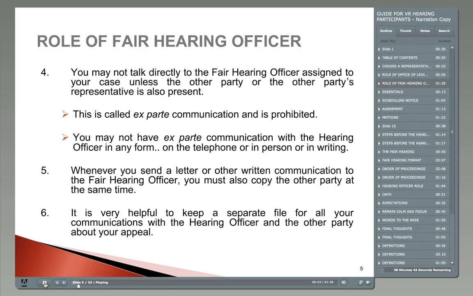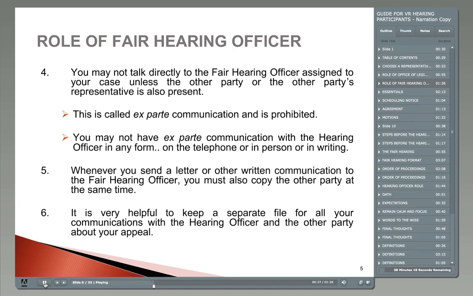So what's the role of the fair hearing officer? Important to remember, you can't talk directly to the fair hearing officer unless the other party or the other party's representative is also present. If you did, that would be called ex parte communication, and ex parte means just leaving a part out, right? So any communication about the merits of the case has to be conducted with both parties present.